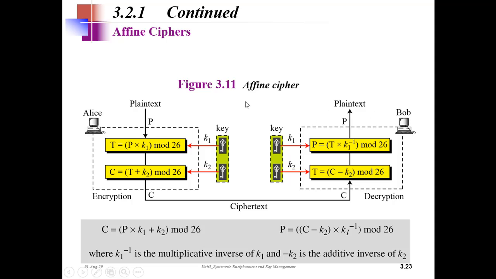Then we have the affine cipher. What is the affine cipher? Instead of using one key only, it uses two keys. It takes the plain text and uses the key K1 as a multiplicative cipher. Then it takes that output T as input again and uses another key K2 as an additive cipher, right? So it is a combination of the multiplicative and additive ciphers. The same applies for decryption.